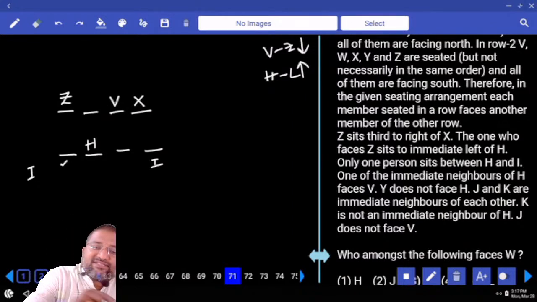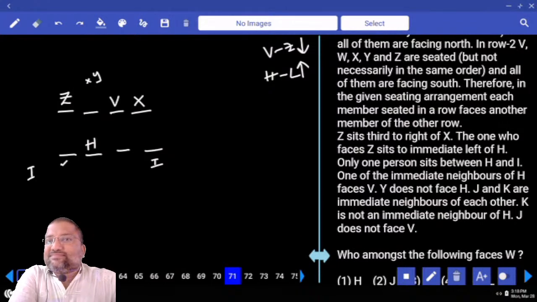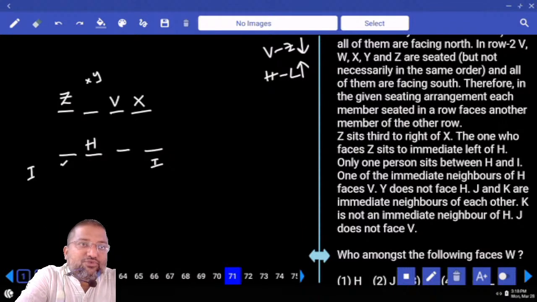Y does not face H. This is not Y. What did you understand here? 100% guarantee Y has to sit in the corner. Yes or no? And there are 2 people left out. Who are those 2 people?